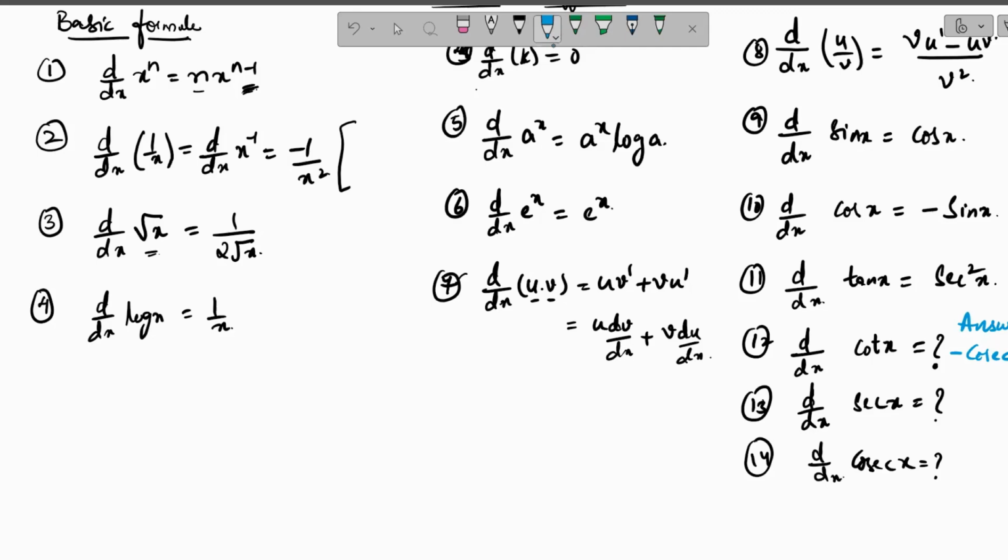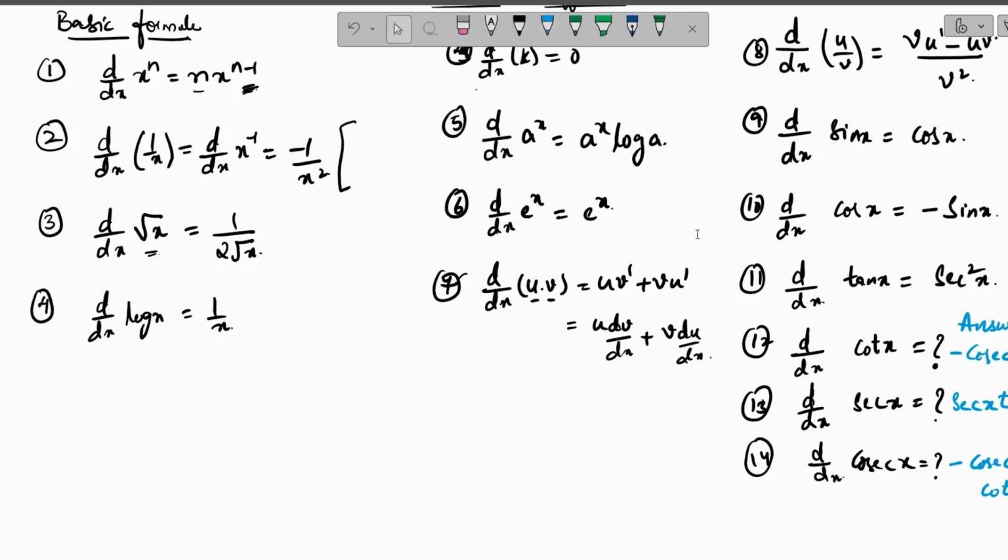Differentiation of secant x is secant x tan x. Okay. Differentiation of cosecant x is minus cosecant x cot x. Okay. These are the basic formulas we are going to use.